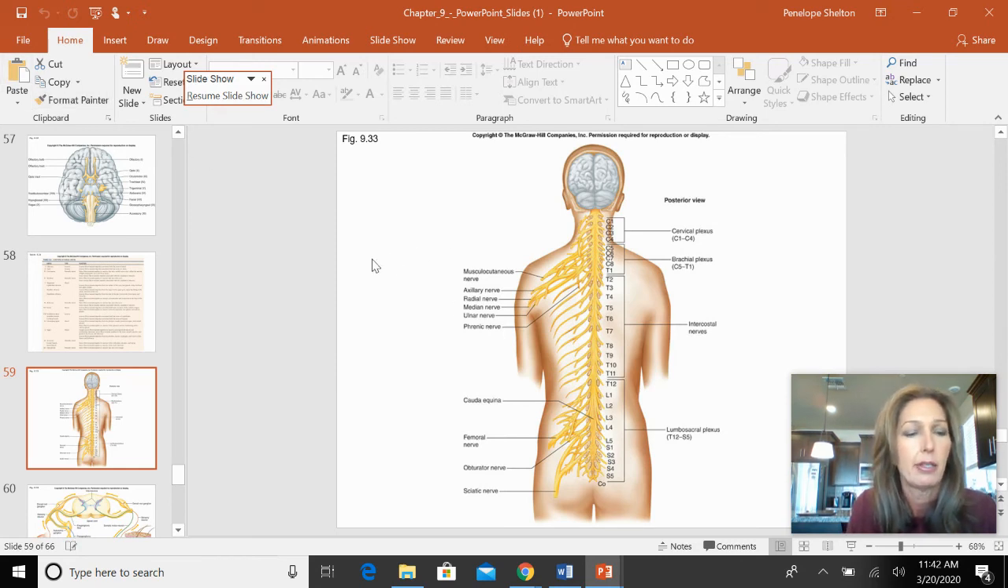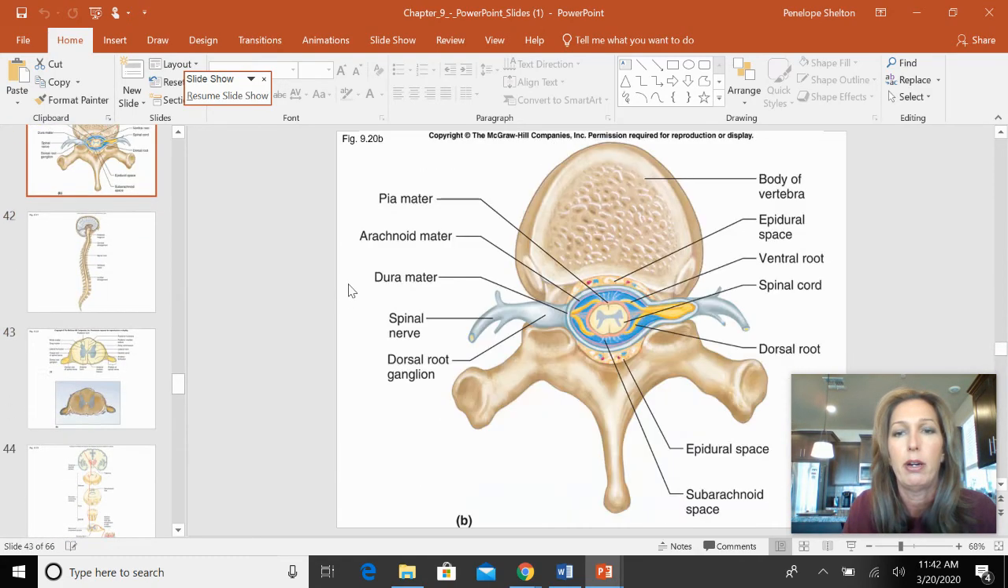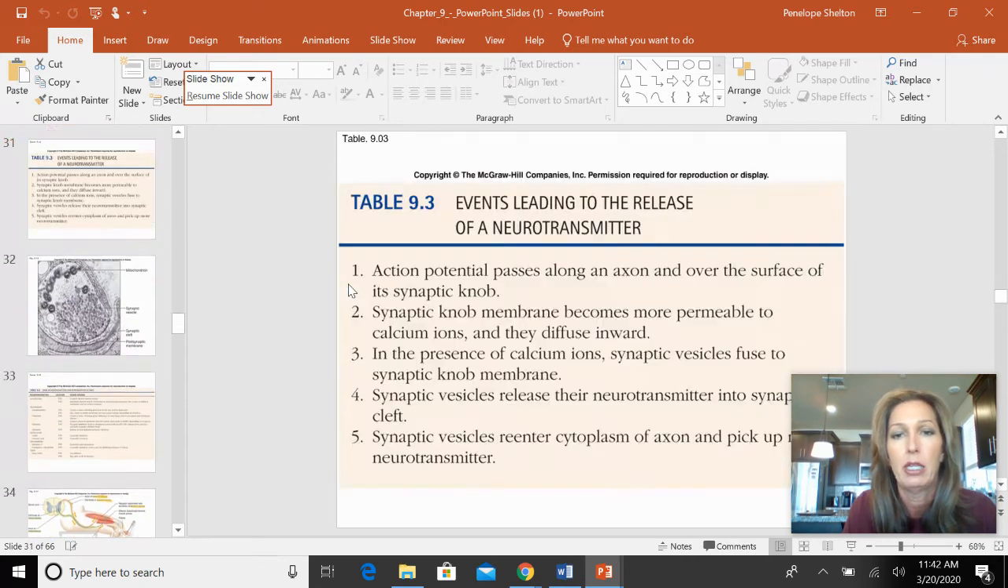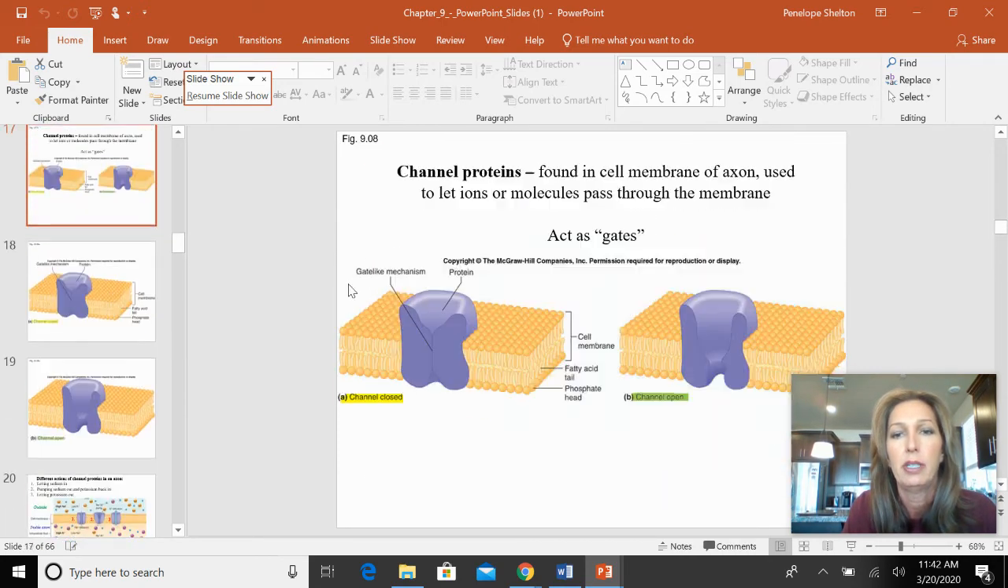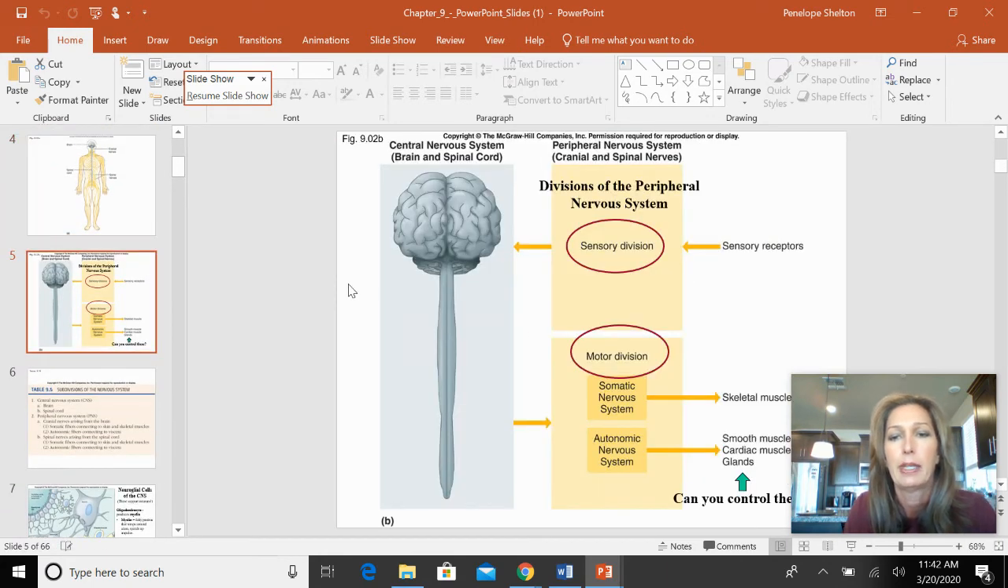Now, last part of this particular chapter is going back up to our divisions of the nervous system again, reminding you of those divisions, making sure we understand that breakdown. So remember that we started with the difference between our central versus our peripheral nervous system, central being brain and spinal cord, and peripheral being your cranial and spinal nerves. Now, remember, it's your peripheral nervous system that has many, many breakdowns.